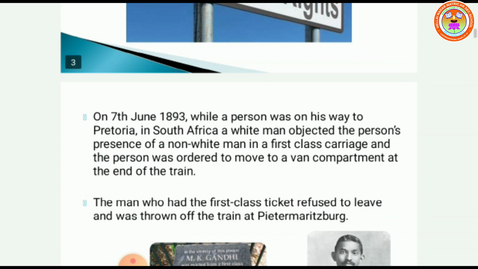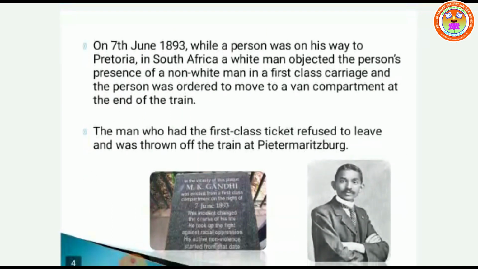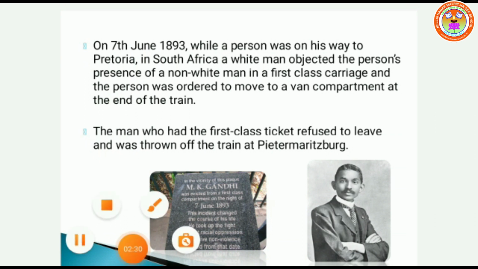And there was an incident which happened to Mahatma Gandhi, which made him change his attitude. This particular incident made him change drastically in his life. On 7th July 1893, while a person was on his way to Pretoria in South Africa, a white man objected to the presence of a non-white man in a first-class carriage, and the person was ordered to move to a van compartment at the end of the train.